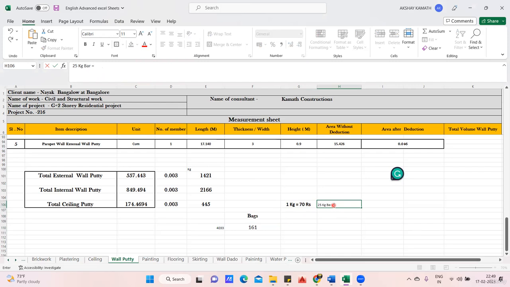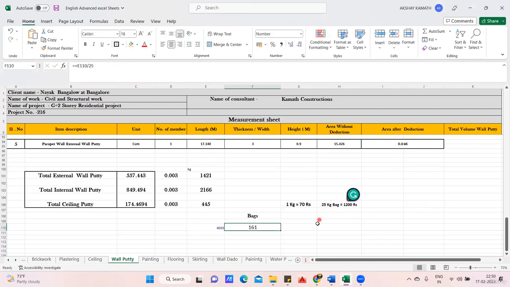So if you try to Google, you'll get the price of 1,200 rupees. This is a market value I have. Okay, so a 25 kg bag you can take anything. Okay, a 25 kg bag will cost me 1,200 rupees. So the total kg is 4,033. I'm dividing it by how much? Dividing it by 25. So in this way, I'll get the number of bags. So 161 bags I require of 25 kg.